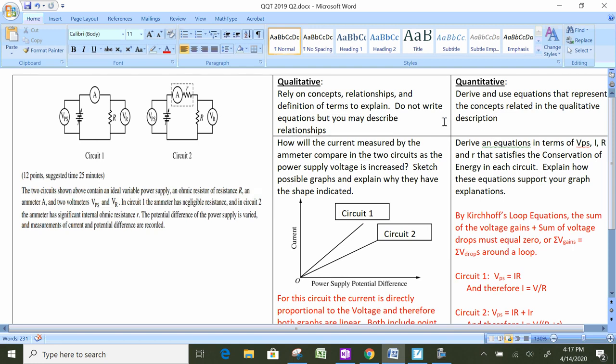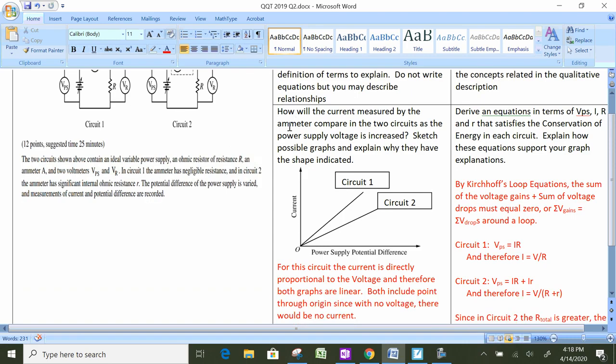So the first part is going to be the qualitative. And the question they asked, and this is the key, it says rely upon concepts, relationships, and definitions of terms to explain. Do not write equations, but you may describe relationships. And you'll see that. We're going to talk about Ohm's law, but we're not going to call it Ohm's law. We're not going to write it as Ohm's law. We'll describe it. In the quantitative, you're going to then use the math. You're going to derive and use equations that represent the concepts related in the previous part. So you're going to look at this and describe it, and you're going to look at it, and you're going to calculate with it.